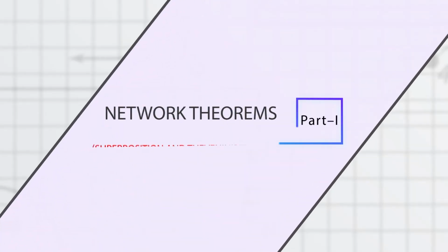Dear learner, in the previous lecture I discussed the different components of an electrical circuit. We discussed what is a resistance, what is an inductance, what is a capacitance, and we also discussed Kirchhoff's voltage law, Kirchhoff's current law, mesh analysis, nodal analysis, and how to convert star connection into delta connection and delta into star connection. So today I am going to discuss network theorems.